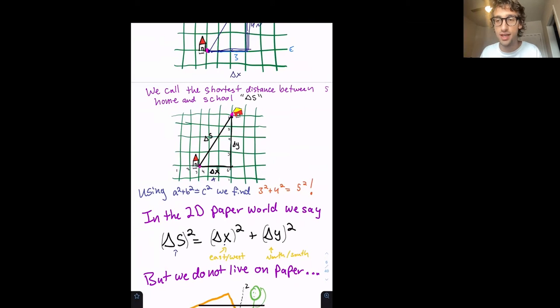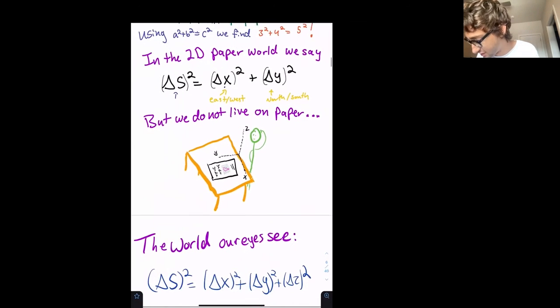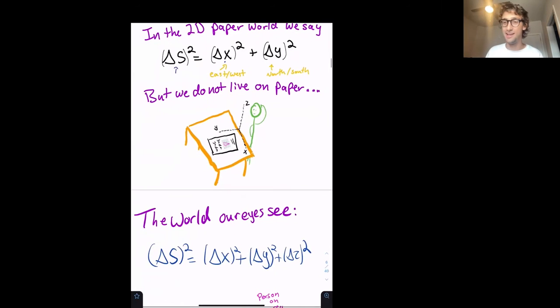Okay, so this is how we would describe geometry in our world if we lived in 2 dimensions. But we do not live on a 2-dimensional sheet of paper. We live in 3 dimensions. So there's an easy modification to that. We just add to the Pythagorean theorem in 3 dimensions. You just add the change in the east-west, the change in the north-south, and the change in the up-down.